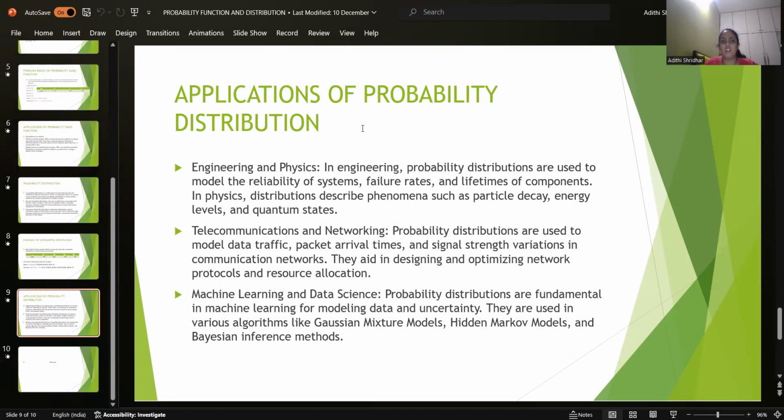The second application is telecommunications and networking. Probability distributions are used to model data traffic, packet arrival times, and signal strength variations in communication networks. They aid in designing and optimizing network protocols and resource allocation. In machine learning and data science, probability distributions are fundamental for modeling data and uncertainty. They are used in various algorithms like hidden Markov models and Bayesian inference models.